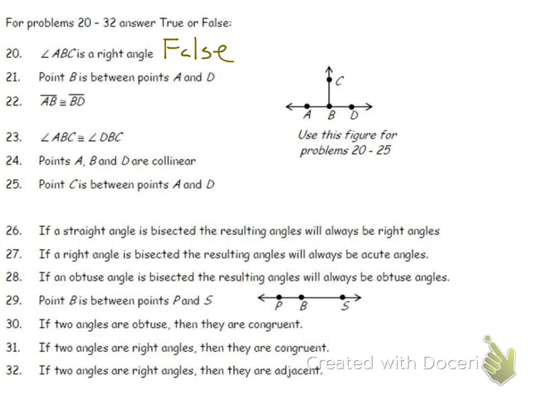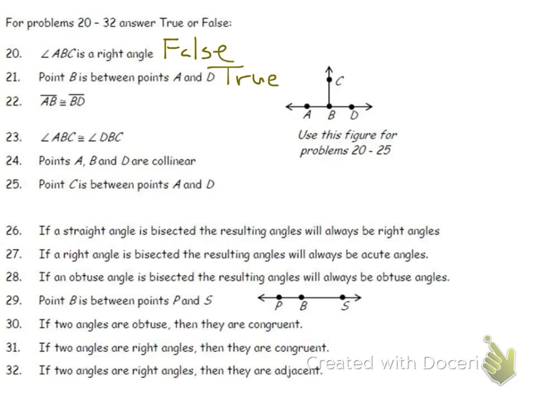For 21, B is between points A and D. That we know. We know if we left point A and went to D, we'd pass B along the way, so that's true. Now 22 is just like 20. We don't know if AB and BD are congruent.